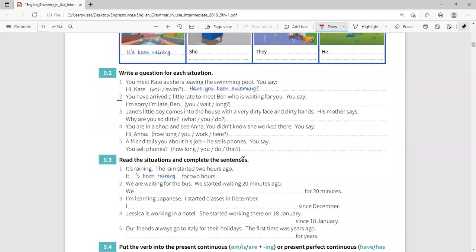Yes, teacher. Number 2, number 3. Okay. Jane's little boy comes into the house with a very dirty face and dirty hands. His mother says, why are you so dirty? What have you been doing? Yeah, what have you been doing? Because there's something that has been going on. Up to now, he comes home. But before that, there's something that has been going on for some time.